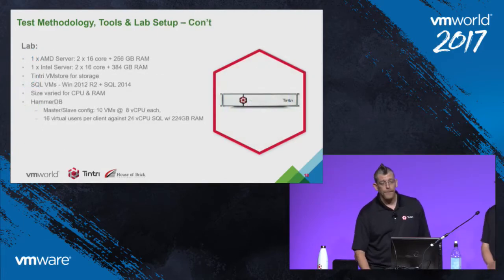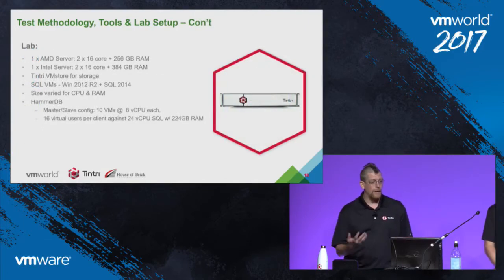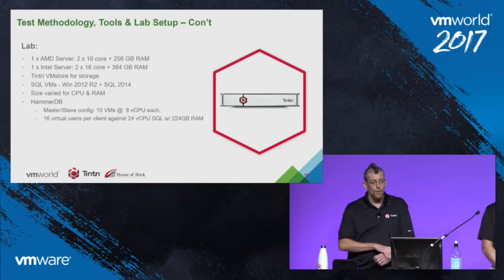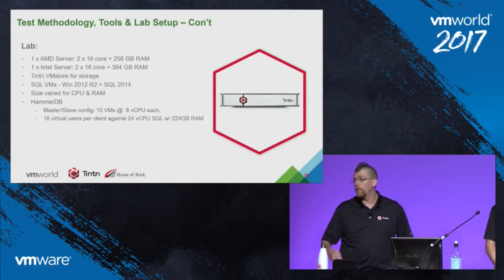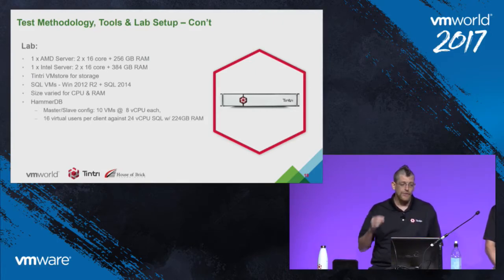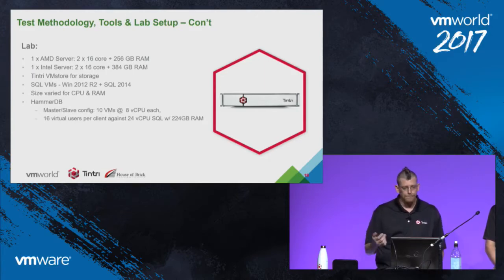So the lab setup, I used an AMD server. It was a dual socket 16 core. This was nice because it gave us 4 NUMA nodes to work with. We had an Intel server. It was a 2x16 with 384 gigs RAM. Tintry for storage underneath. The SQL VMs were Win 2012 R2 plus SQL 2014.